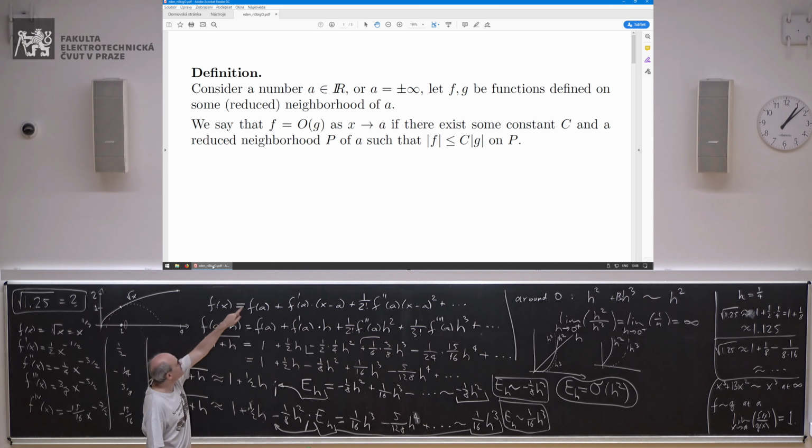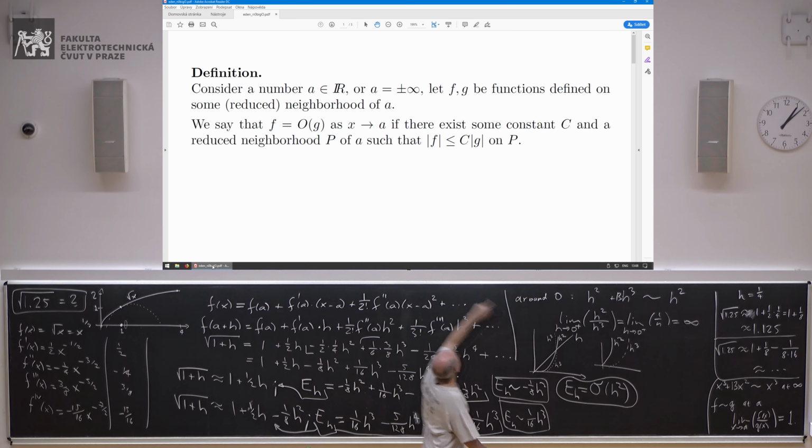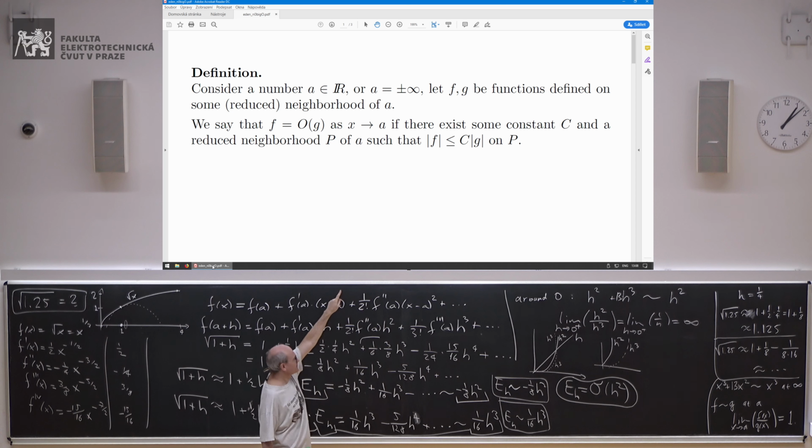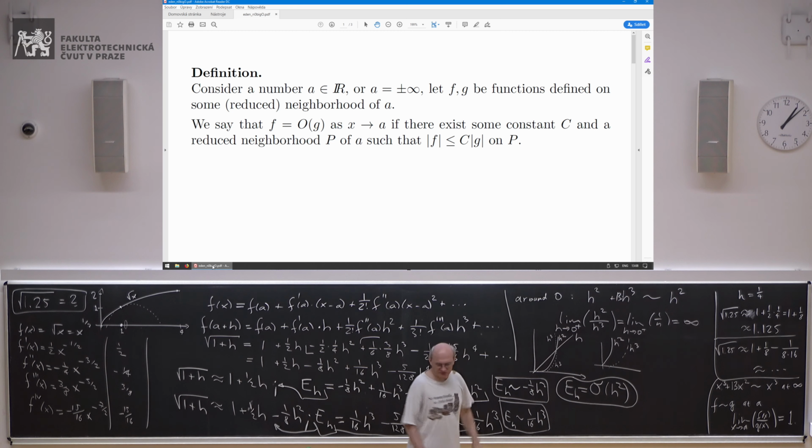What does it mean? It means that I can use this function g, which is over here, as an upper bound for the function f with some constant. Now notice that this constant c is arbitrary, and I don't need this everywhere, I just need it on some neighborhood. So what does it mean?